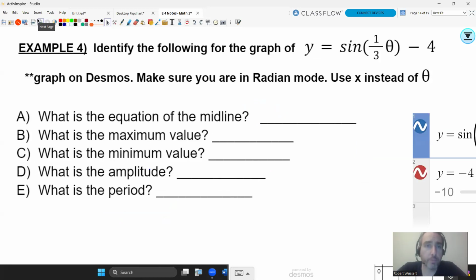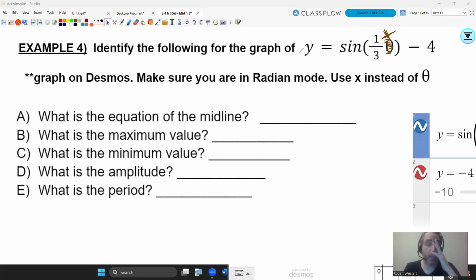All right, in this problem here, you have y equals sine 1/3 theta minus 4. Now, normally I've introduced this to you as x. So that theta just represents your angle measure, and that's what x is on these. So just treat it like an x if you want. I would shy away from trying to graph theta in your calculator. It may or may not work depending on what Desmos version you have. X will always work for every Desmos. So it means the same thing.